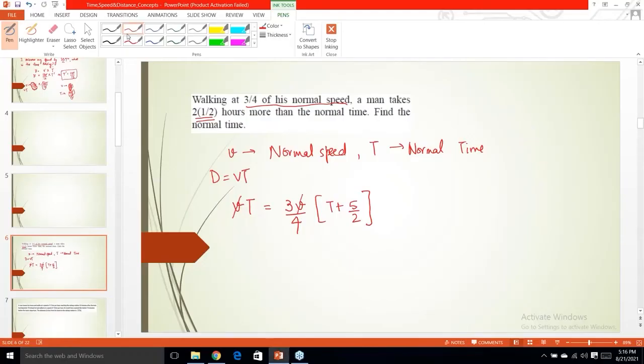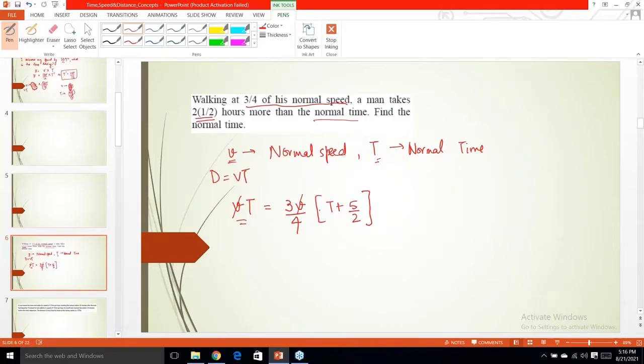I'll explain again. See, V was your normal speed, T was your normal time, so distance traveled was Vt. Now when he travels at 3/4 of his normal speed, he takes extra time. He takes 2.5 hours more than the normal time, but the distance traveled is the same. So the left hand side is also distance, right hand side is also distance traveled at different speed and different time. So distance has to be equal. So if this is Vt, this should be equal to 3V/4 into T plus 5/2.